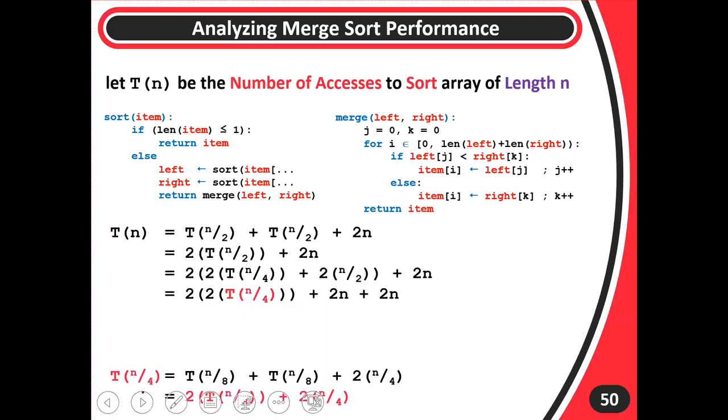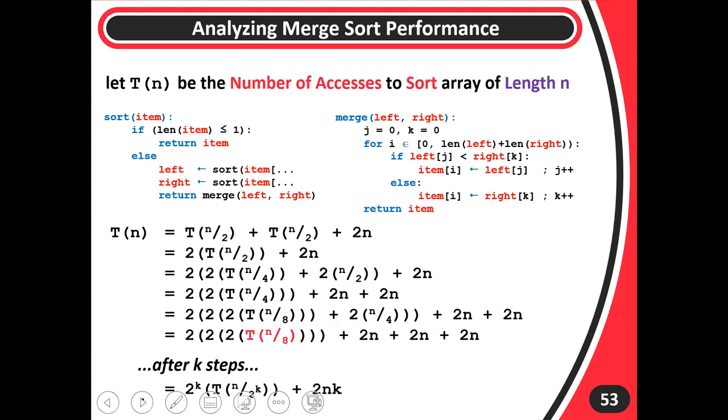So I keep following that pattern, and I notice that there is a pattern, and the pattern is after k steps, I have two to the power k times T of n over two to the power k, plus 2n times k. So that's sort of my closed form, but now I'm left with this k that I want to get rid of.